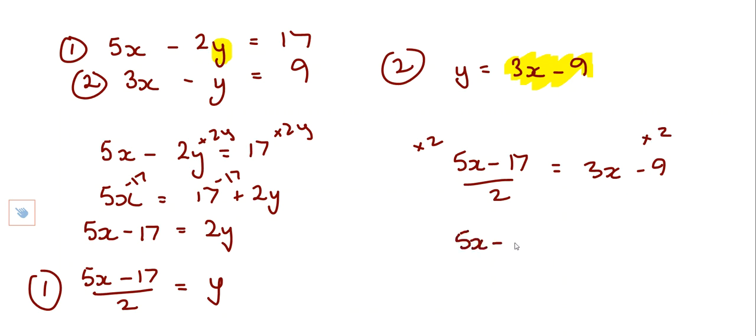I get 5x minus 17 equals 6x minus 18. I'm not going to go any further because you know what happens from that point. You just keep eliminating things.